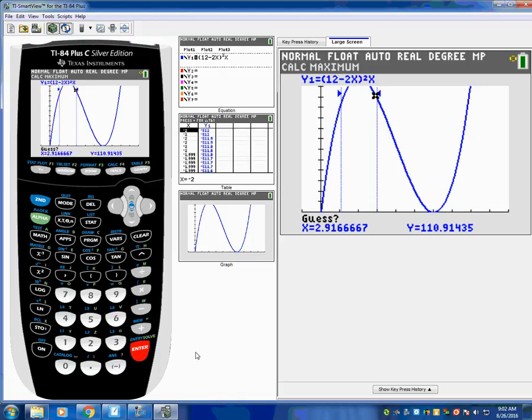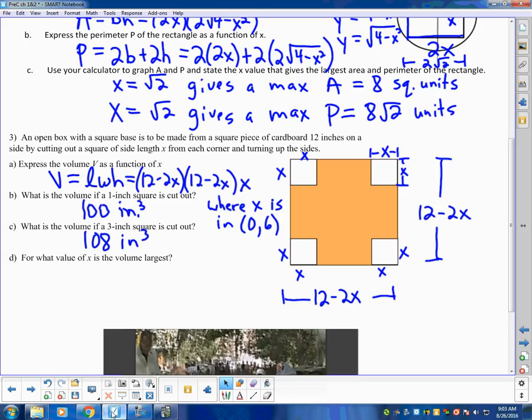Oh, mine just froze. So what is yours saying? X equals 2. Good. Mine just froze. And when x equals 2, what does it tell you the volume is over there? 128. 128? Okay, so when x equals 2, what does that tell us in the context of the problem?